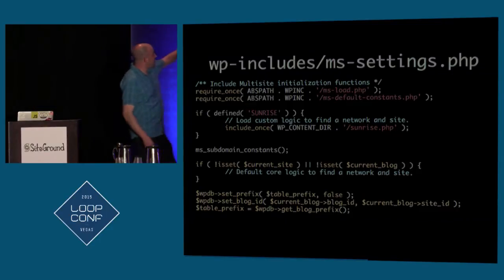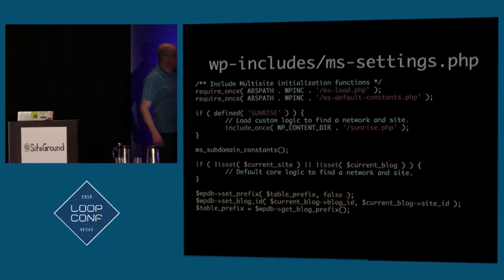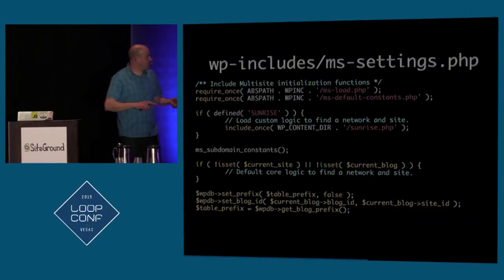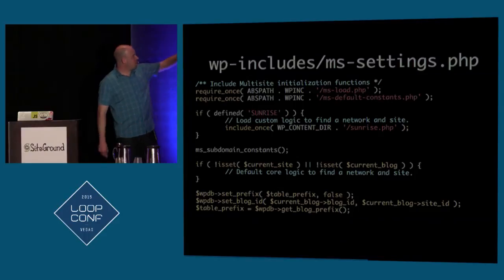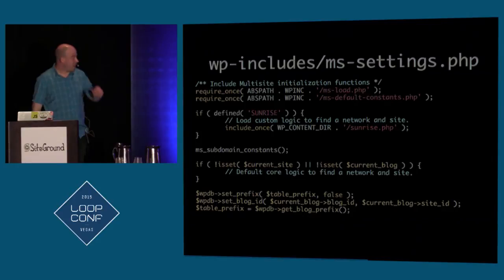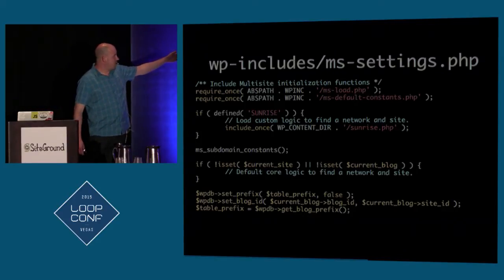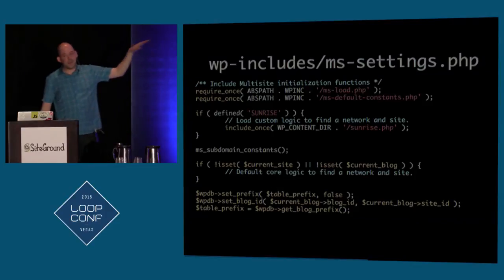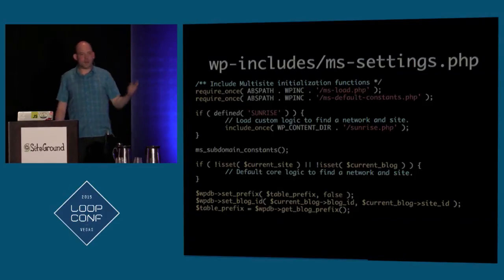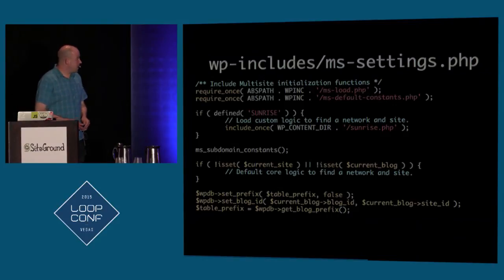Because a little farther down here, before we do all of that, is this a subdomain, subdirectory, or is anything else defined? We check to see if that network object and that site object are already defined. If they are, we skip all of that and just go straight to setting the prefixes. So you can use whatever logic you want in that sunrise to determine what your network is, determine what your site is, to skip it.